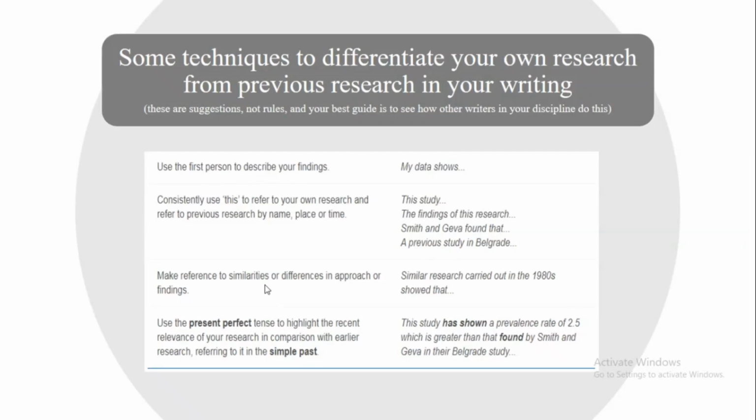When you are talking about differences, you use different language, of course. You say different from, in contrast with other studies, in contrast with previous research, our study or my study found this and that, or showed this or revealed this. Use the present perfect, has and have with past participle. This is not an English class, but use present perfect to highlight the recent relevance of your research in comparison with earlier research, referring to it in the simple past. When you talk about the other studies, use the simple past, but when you relate, use the present perfect.